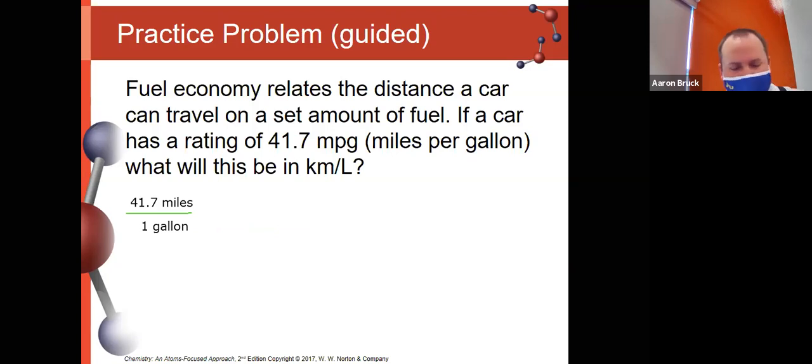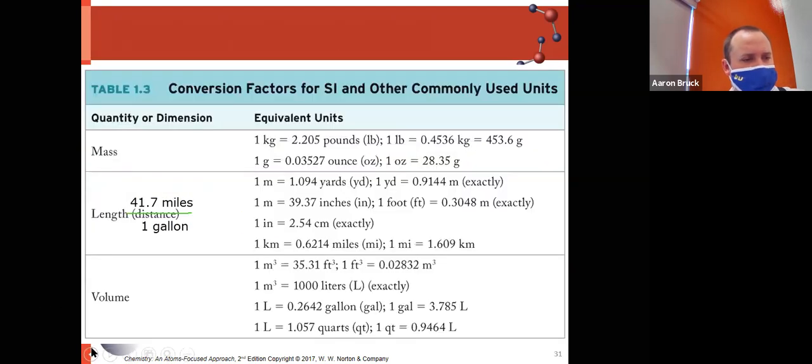So let's go back, and the conversions that we need to pull are miles to kilometers. So that looks like a good one right there. And gallons into liters. Good one right there as well. So these are the ones I'm going to have to pull out. The order in which I do them doesn't matter. What matters is that I get the right numbers in the right places.